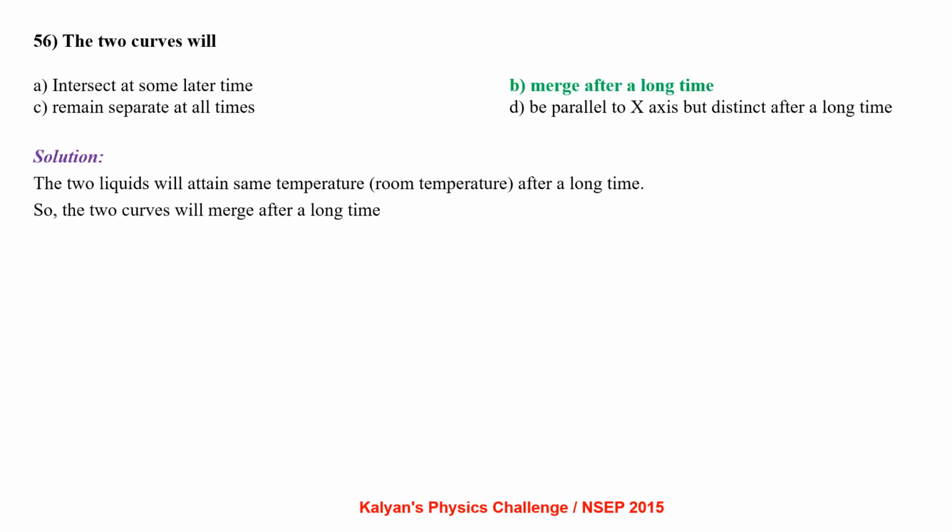The two curves will intersect at some later time, merge after a long time, remain separate at all times, be parallel to x-axis but distinct after long time. The two liquids will attain the same temperature, that is surrounding room temperature, after a long time. So the two curves will merge after a long time.